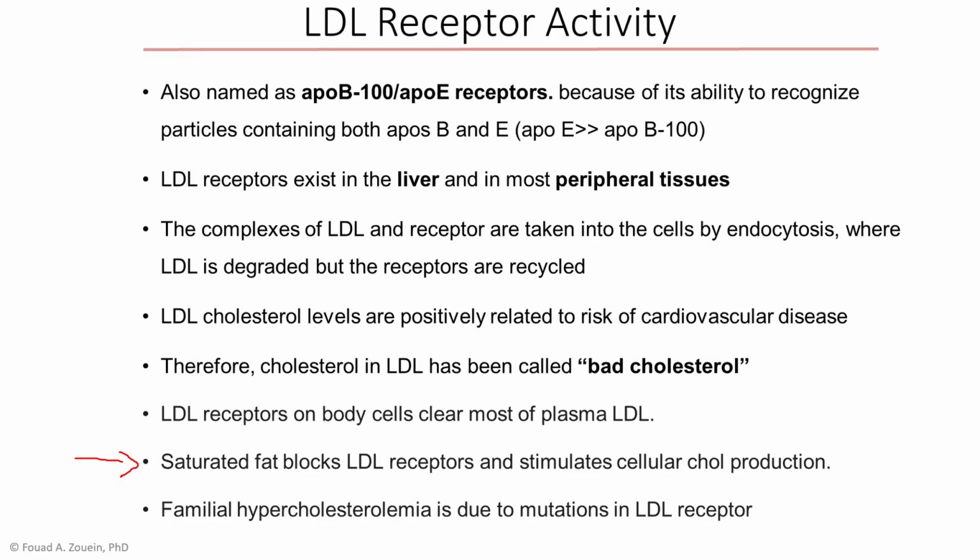Of note, familial hypercholesterolemia is due to a mutation in the LDL receptor, and as we said, if you have a decrease in LDL receptor activity, this will stimulate the system to produce more cholesterol, and hence you're going to have hypercholesterolemia. And there is treatment for that, and we're going to see this in the drug for dyslipidemia lecture.